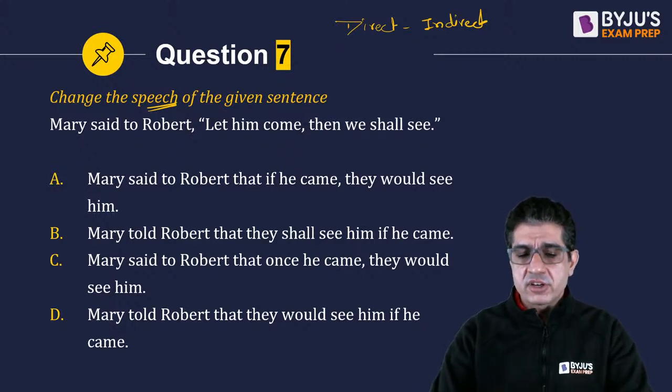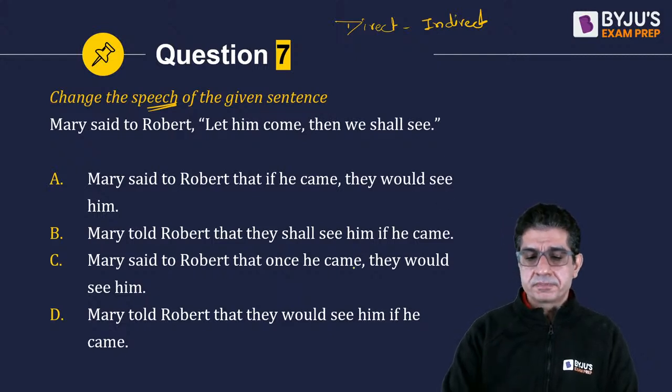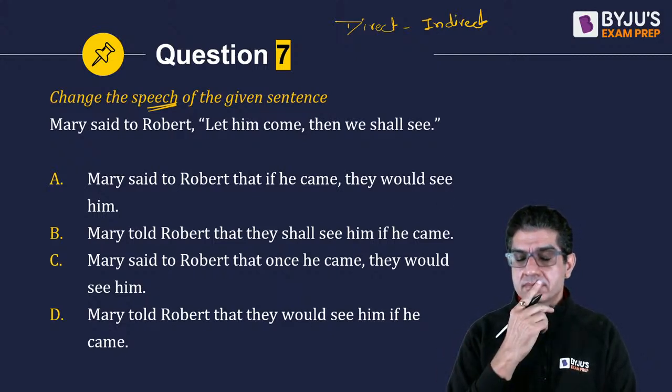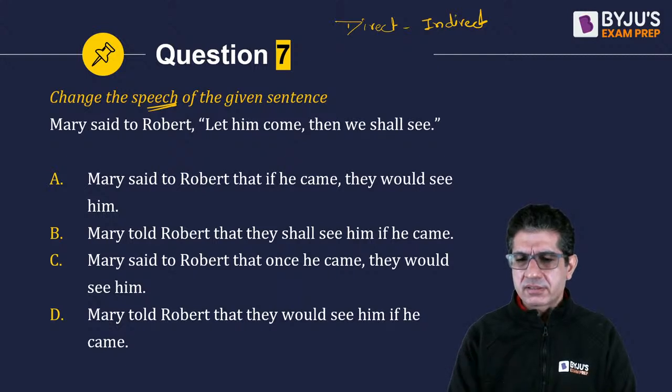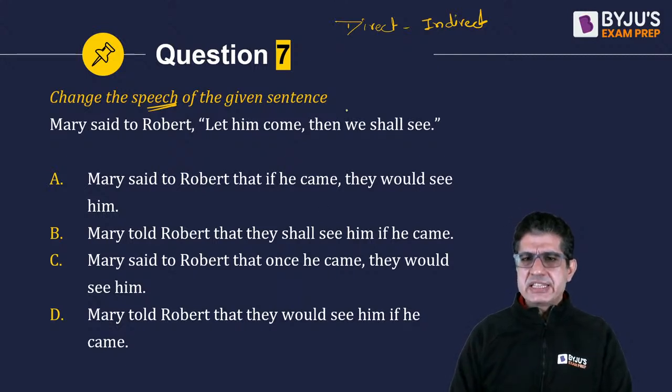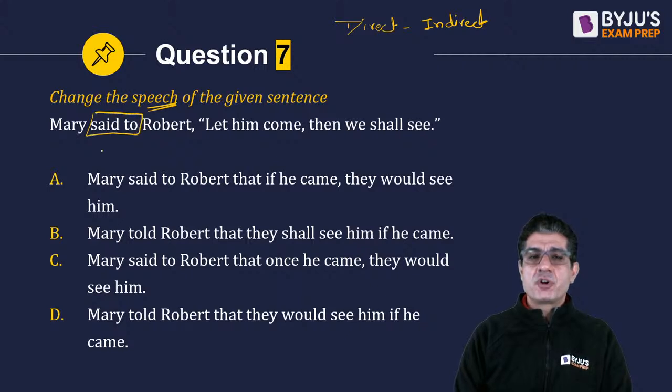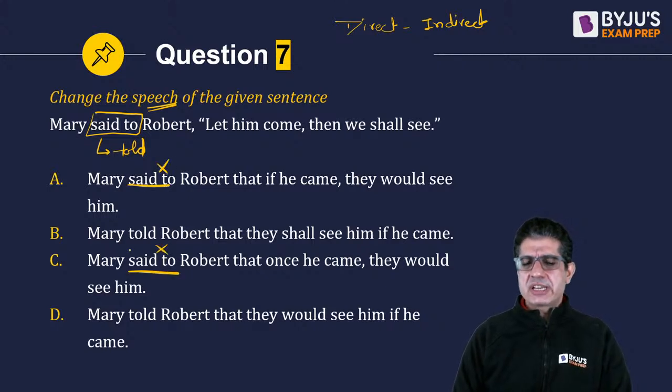Okay, so our answer to question number 7. Where are the answers? Why am I not getting the answers yet? So, one of the key things is that said to is converted into told. So I can rule out A, I can rule out C. So what's your take on B and D?